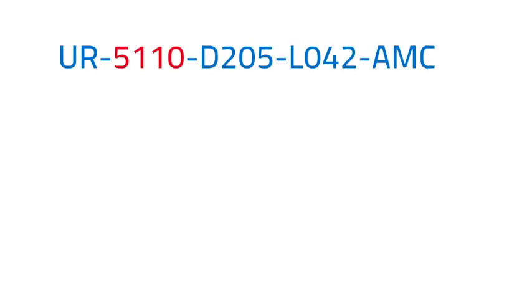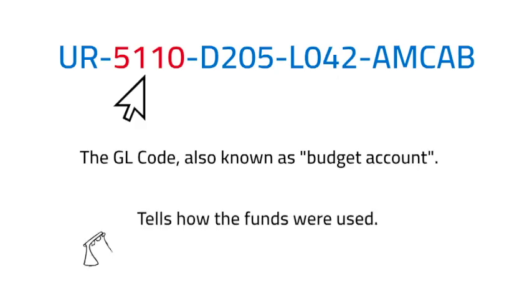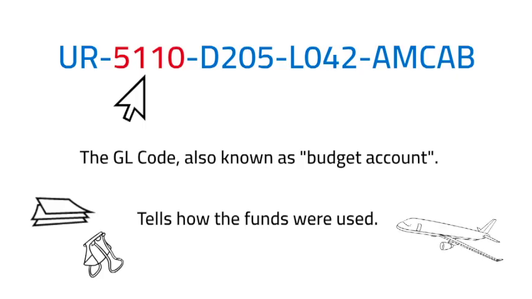Next in the string will be these 4 digits. This indicates the GL code, also known as the budget account. Always start with how the funds were used when deciding what GL code to use for expenditures. So, if you used it for office supplies or airfare travel, you will code the expenses to that natural category that makes the most sense for how the funds were actually spent.